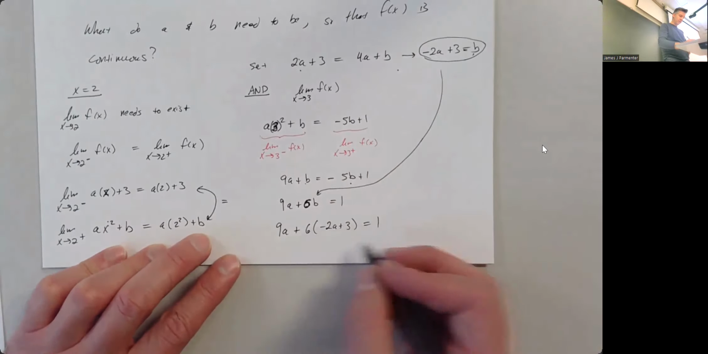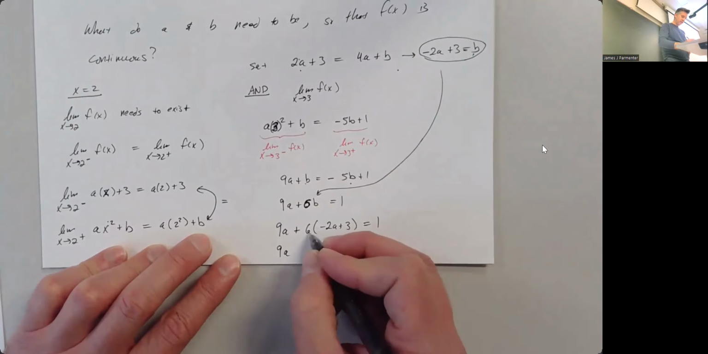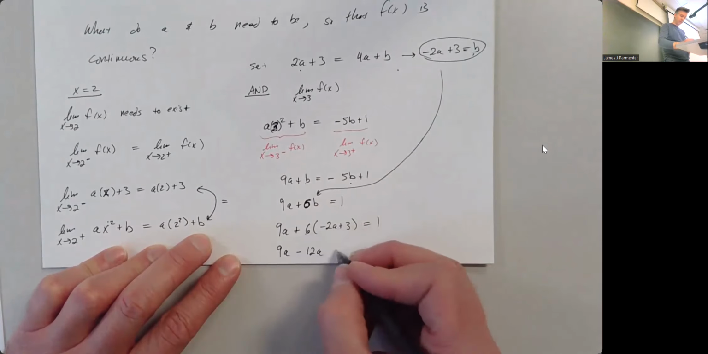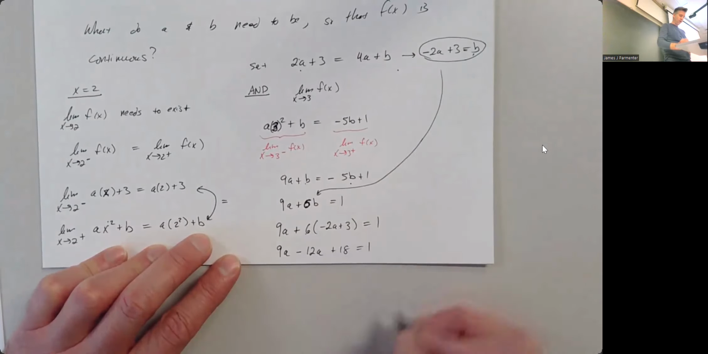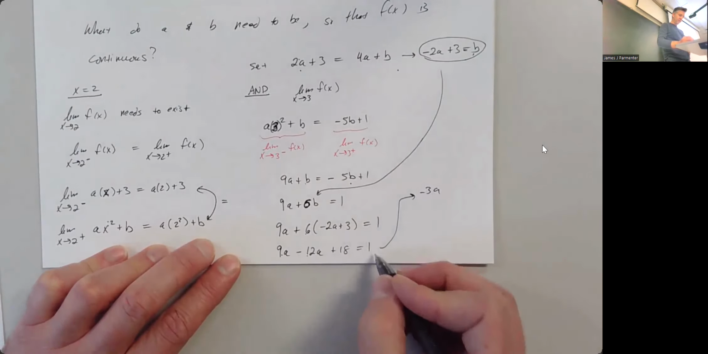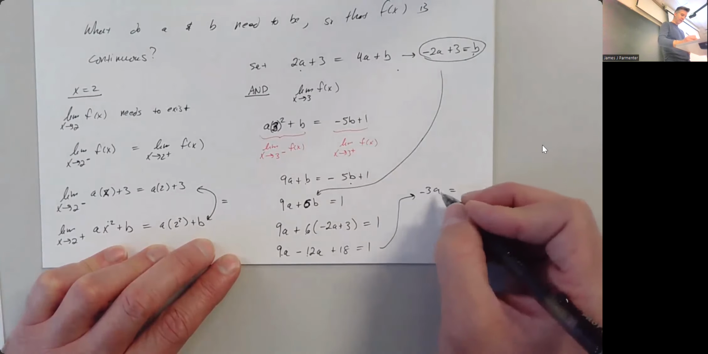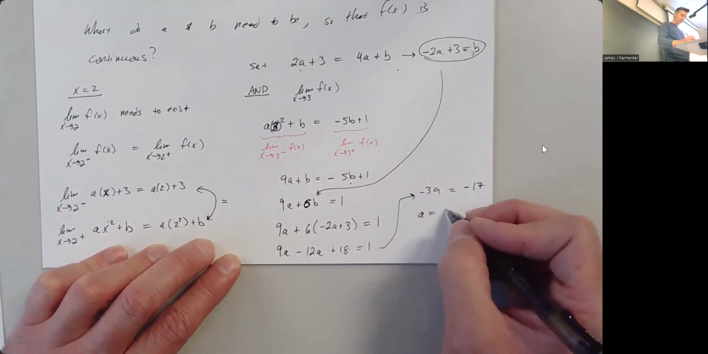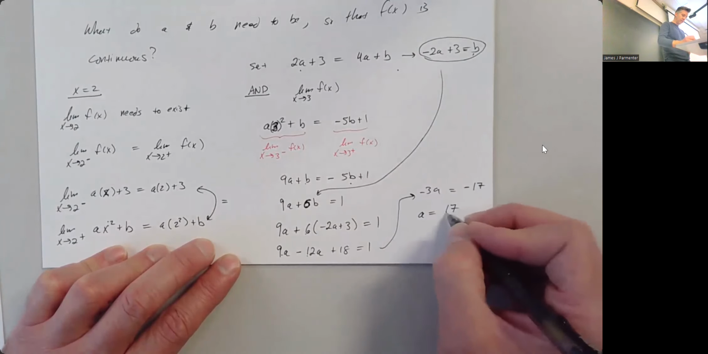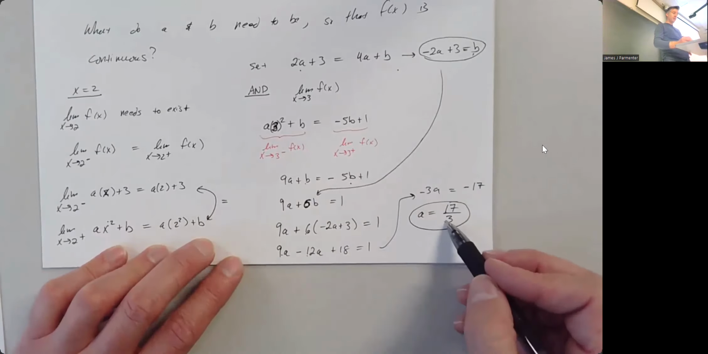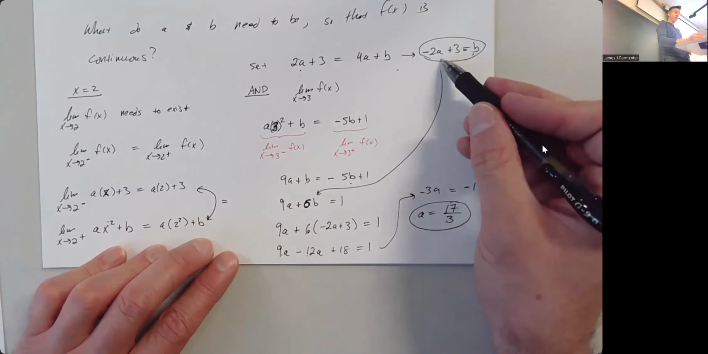So distributing the 6, we're going to get 9a. 6 times negative 2 is minus 12a. 6 times positive 3 is plus 18 equal to 1. 9a minus 12a is negative 3a. And if I subtract 18 from both sides, that's going to be 1 minus 18, which is negative 17. So a is going to be negative 17 divided by negative 3, which is positive 17 thirds. And then we can go back and substitute that in for a up there to find the value of b.